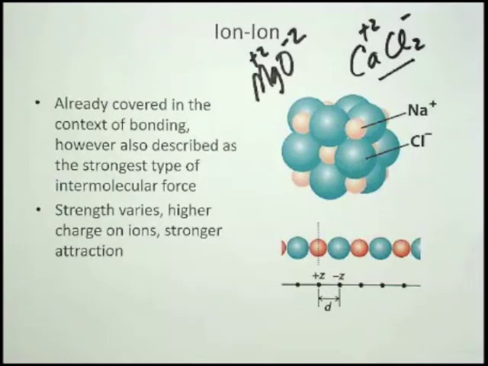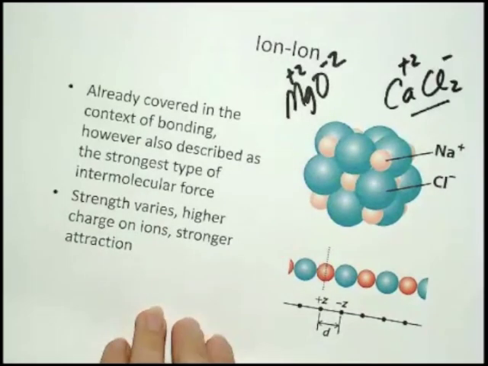So ion-ion is the strongest type of intermolecular force, and even within that type, the strength of the ion-ion will vary depending on the charge and also the distance, how far apart those ions are from each other. Small, highly charged ions are going to be stronger than the low charged, bigger ones.